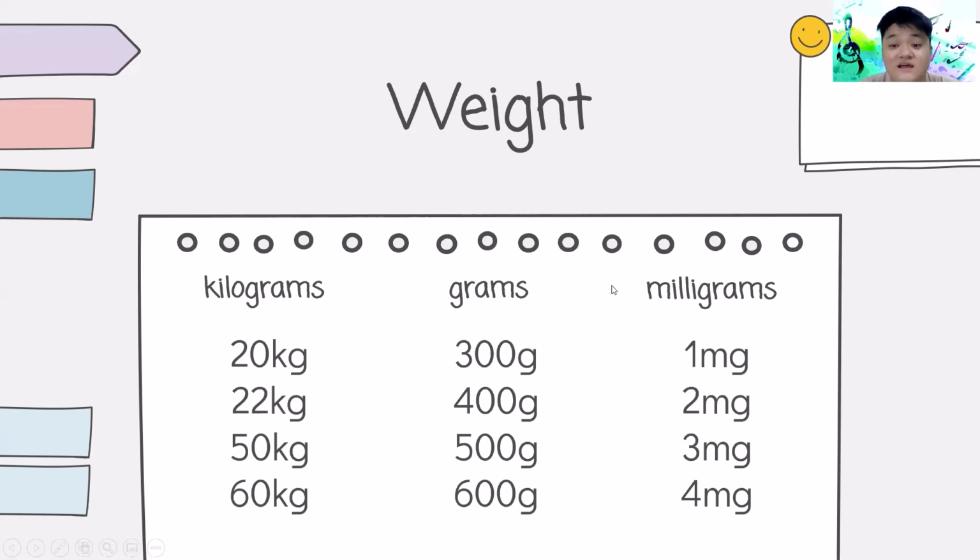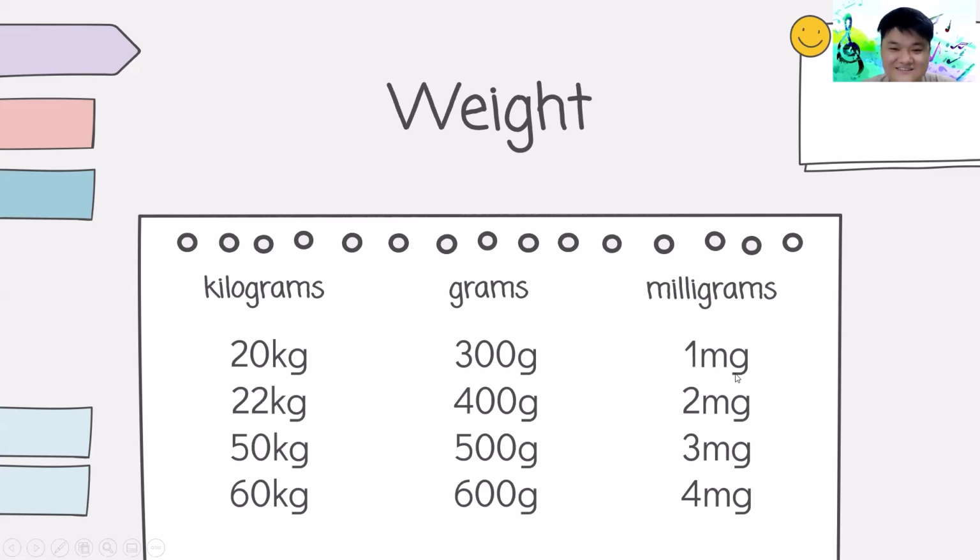Fantastic. Now, another friend which we are going to see or learn today is milligrams. 1 milligram, 2 milligrams, 3 milligrams, 4 milligrams. So the word mg means milligrams. All right. So let's go through the words one more time. Kilograms, kg. Grams, g. Milligrams, mg.